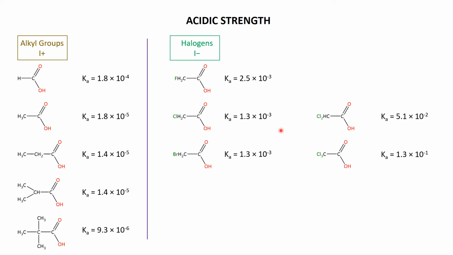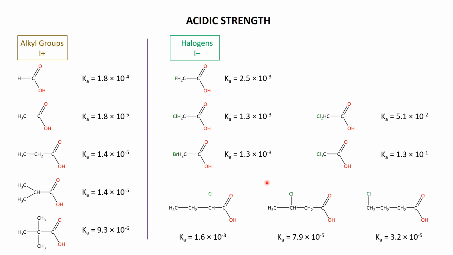Now it's interesting to just see how distance affects this. So a little series here where I'm taking some butanoic acids and first of all putting a chlorine on the second carbon, right? So it's the carbon right adjacent to the acid, 1.6 times 10 to the minus 3. Okay, and now let's move it along one carbon, 7.9 times 10 to the minus 5. Move it along one more carbon, 3.2 times 10 to the minus 5.